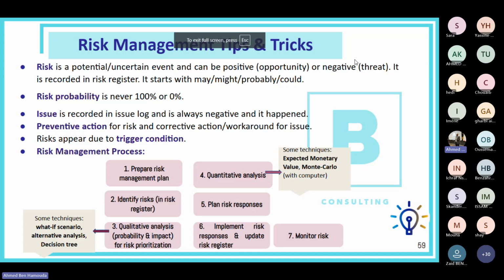Risk probability is never 100% or 0%. If we have a probability of 100%, that means we're not talking about an uncertain event anymore, but a certain event, and that's not a risk. And it cannot be 0%, because if probability is 0%, that means we're not talking about an event at all. It will not happen, so it's no more a risk.